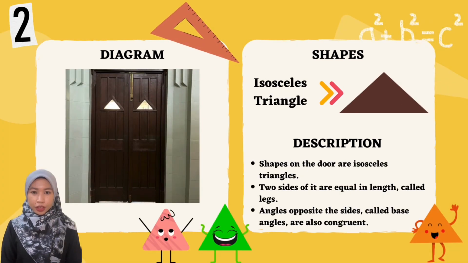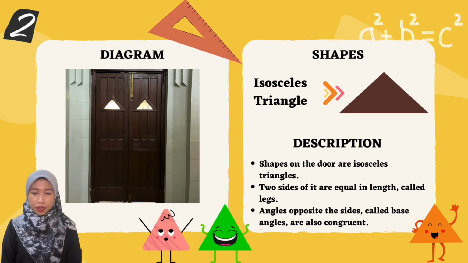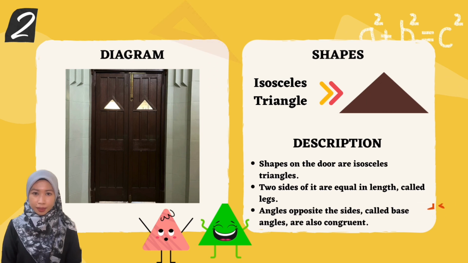Next, the geometrical shape is the isosceles triangle. The shapes on the doors are isosceles triangles. An isosceles triangle is a triangle in which two sides are equal in length, called legs. The angles opposite the sides, called base angles, are also congruent.